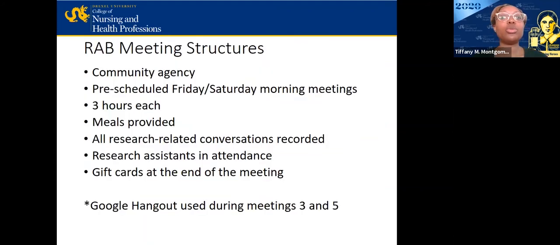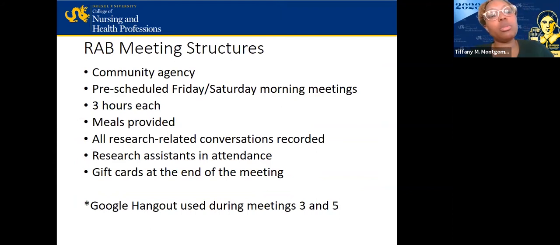So the structure for the meetings was as follows. Okay, the structure for the meetings was pretty simple. We met at a local community agency, which was really important.